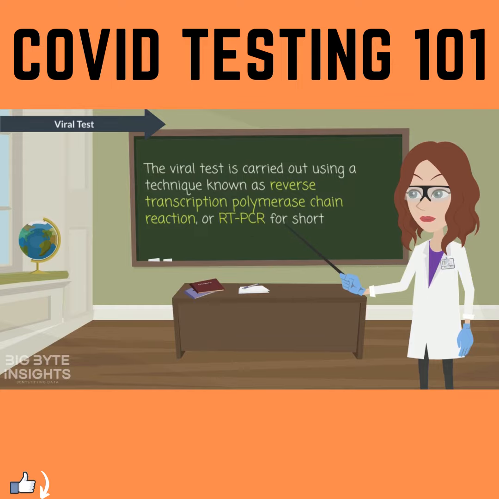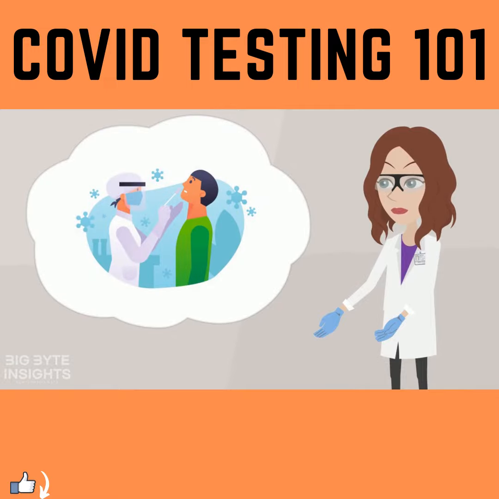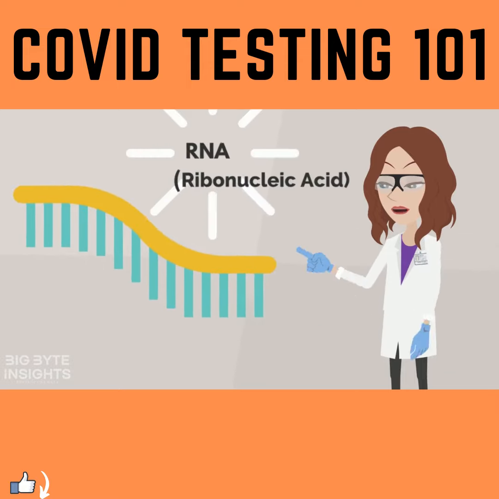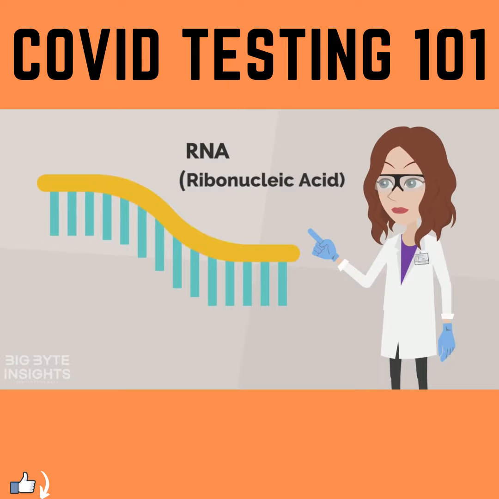The viral test is carried out using a technique known as reverse transcription polymerase chain reaction, or RT-PCR for short. It determines whether an individual has COVID by testing throat and/or nasal swab samples collected from patients for the genetic material known as RNA, which is unique to the virus.